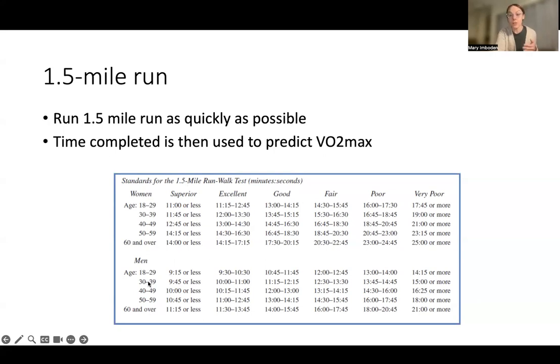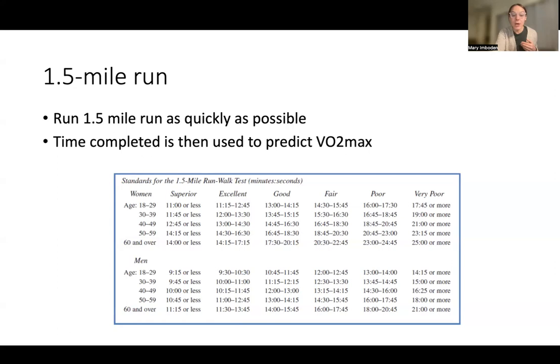Now, if you are a student that went to George Fox in the kinesiology department, you probably performed this 6 times. And so if you're looking for someone to help you understand this assessment better, I'm sure they would be happy to help.